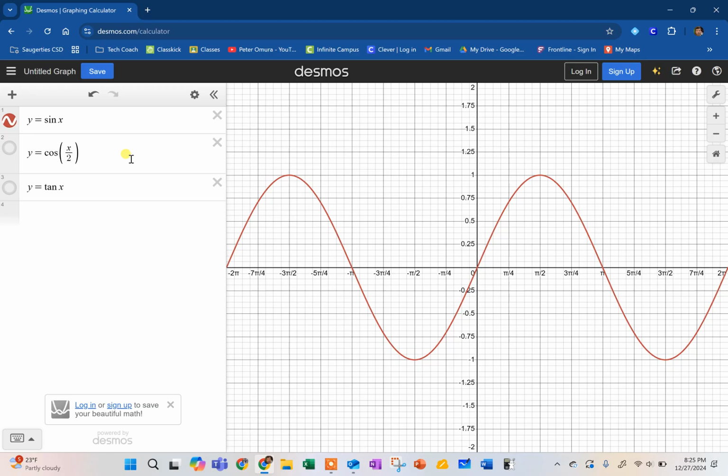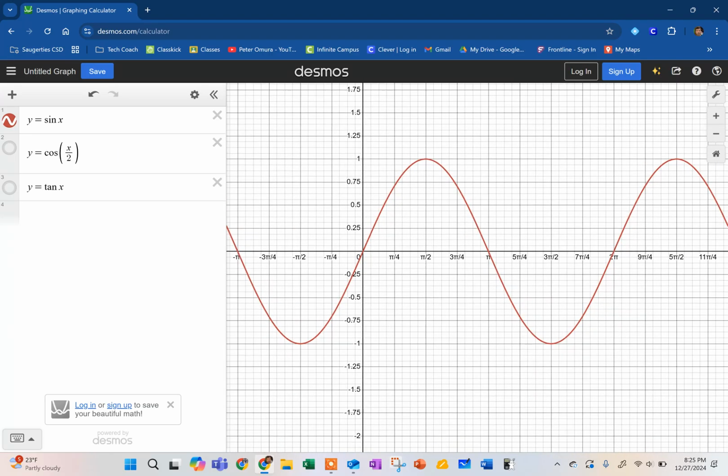If we were to graph y equals sine of x, you can see at pi over 2, we're up here at 1. At pi, we're at 0. 3 pi over 2, we're at -1. And then 2 pi, we're there. So that's one full oscillation. All right.